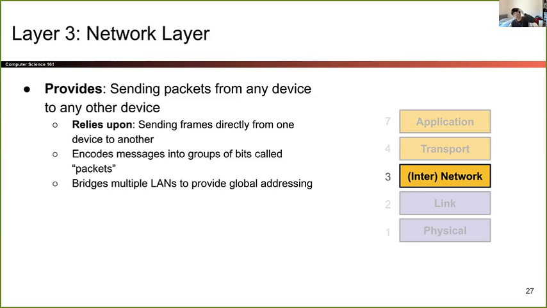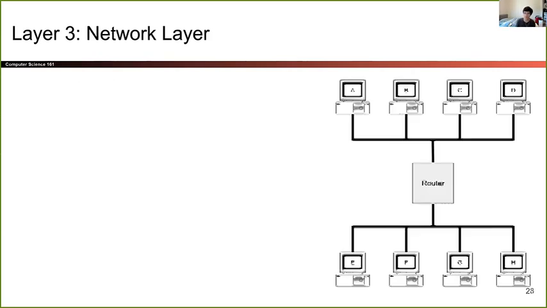When we want to talk between one network and another, we need to bridge them together somehow, and we'll talk about addressing. The internet protocol is really the only protocol that exists at this level, and it's the one that we're going to talk about. I believe it's next lecture.